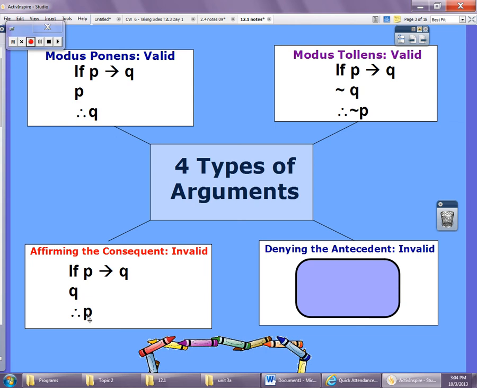And then the last one is denying the antecedent, which is also invalid, which is if P, then Q. If we don't have P, therefore we don't have Q, that's invalid because just because we don't have P doesn't mean we can't have Q. And we're going to take a little bit closer look at these 4 different ones.